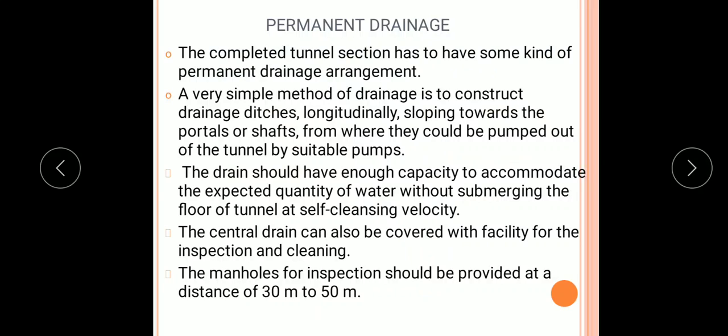The second type is permanent drainage. In this, the completed tunnel section has to have some kind of permanent drainage arrangement, and a very simple method of drainage is to construct drainage ditches longitudinally sloping towards the portals or shafts, from where the water could be pumped out of the tunnel by suitable pumps. The drain should have enough capacity to accommodate the expected quantity of water without submerging the floor of the tunnel, at self-cleansing velocity. The central drain can also be covered with facility for inspection and cleaning. The manholes for inspection should be provided at a distance of 30 meters to 50 meters. So this is about permanent drainage.